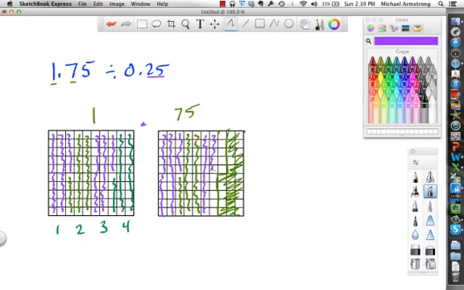10, 20, 25. So this is 5, 6, and 7. So we have 7 groups of 25 hundredths that go into 175. So the answer is 7. So we would have 7 stacks of 25 cents of nickels, if that makes any sense at all. $1.75 divided into little piles of 25 cents, so there'll be 5 nickels in each pile.